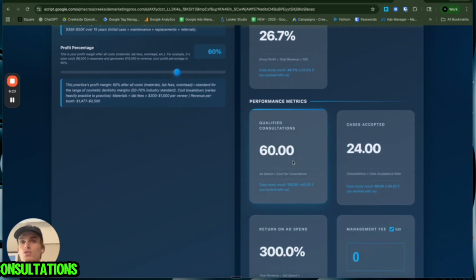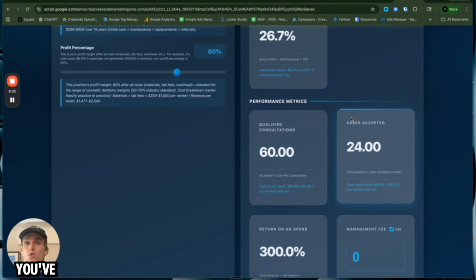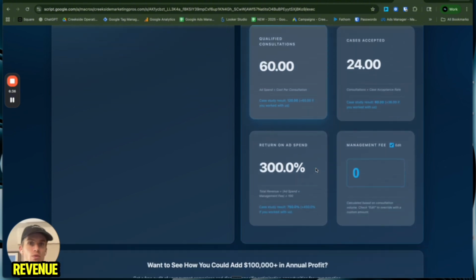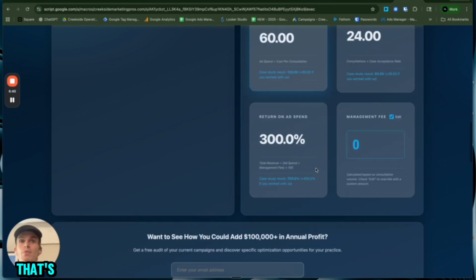So qualified consultations, like I mentioned, this is the number of consultations that you have booked that have actually shown up for their appointment. And in cases accepted, this is the number of people you have actually treated. And then obviously return on ad spend, this is going to be total revenue divided by ad spend plus the management fee. So that's what those metrics mean.